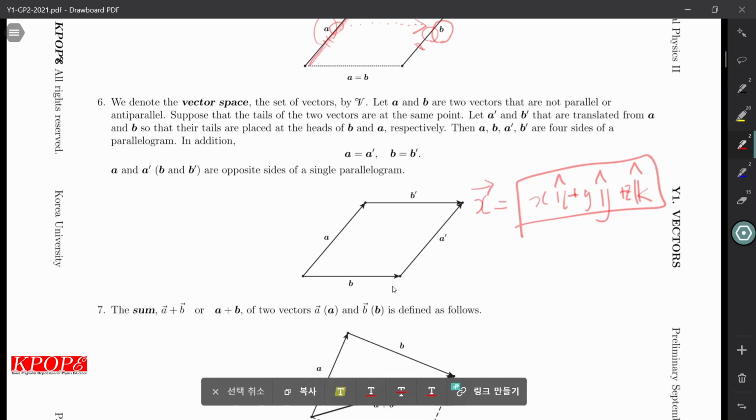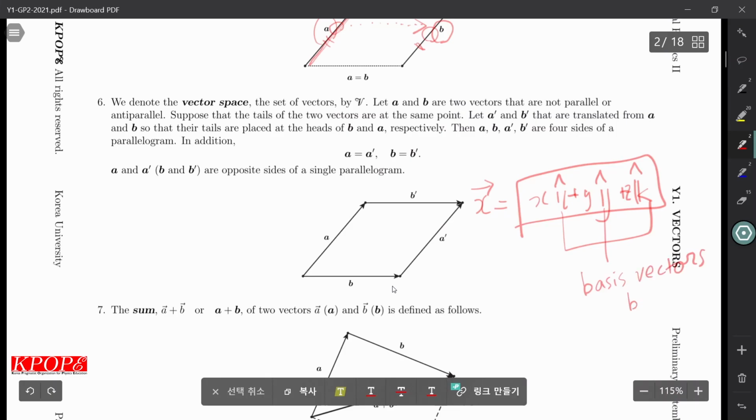A three-dimensional vector space can be expressed as a linear combination of three linearly independent vectors, and these three are called basis vectors, or simply the basis. And we have the three scalars. They are called components.